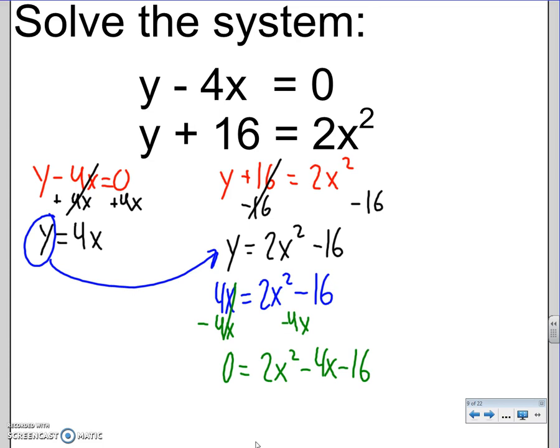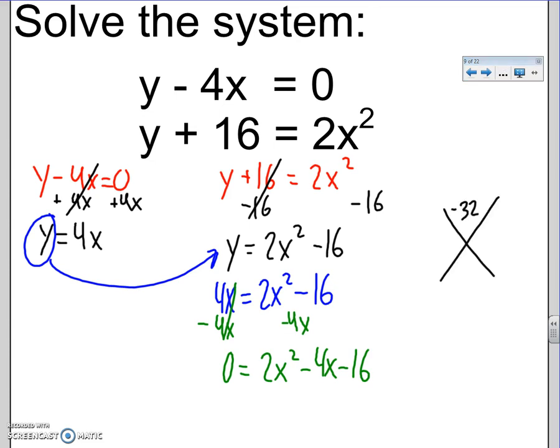From here, you have a couple options. You could do the quadratic formula, which goes straight to the answer, or if you're good at factoring, you could factor that. I can technically skip GCF. I'll go straight to the x method. On top would be negative 32. On bottom would be negative 4. What two numbers multiply to 32 and add or subtract to 4? 8 times 4.